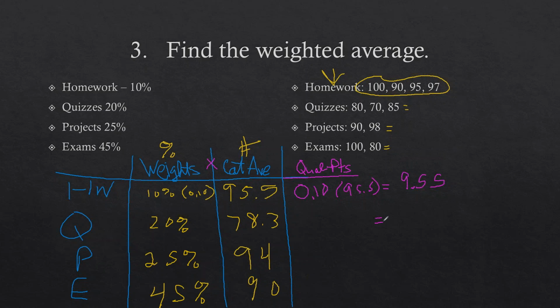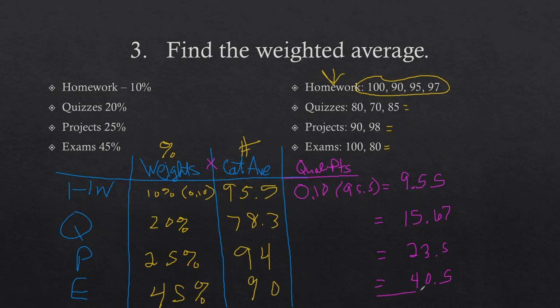So 20% of our quizzes. 15.66. Okay. It actually would round up to 15.7, but that's trivial. And then we take our projects. 23.5. And exams. 40.5. Makes sense that that's the biggest number because that's the biggest percentage. So when you look at your weights, whatever category is weighted the heaviest, that's where you really want to do the best because that's going to carry the most weight as you go.